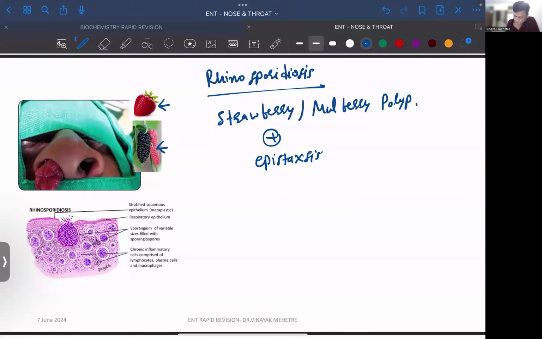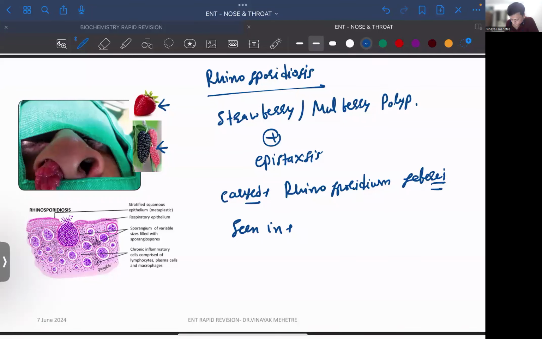Okay, caused by Rhinosporidium seeberi. Caused by Rhinosporidium seeberi. Where is it found? I have just said, Tamil Nadu.